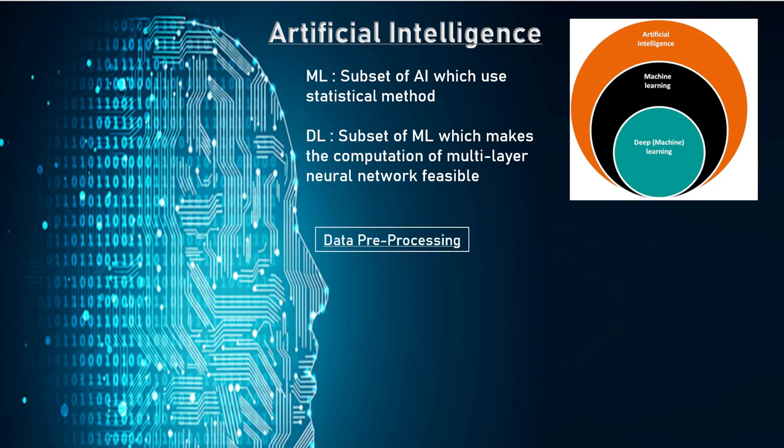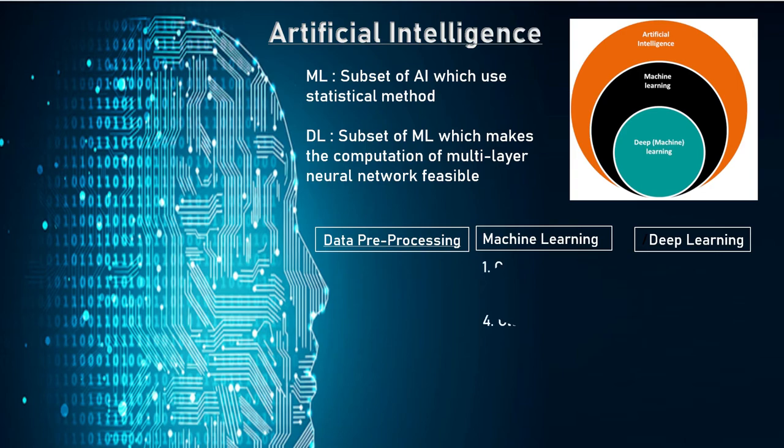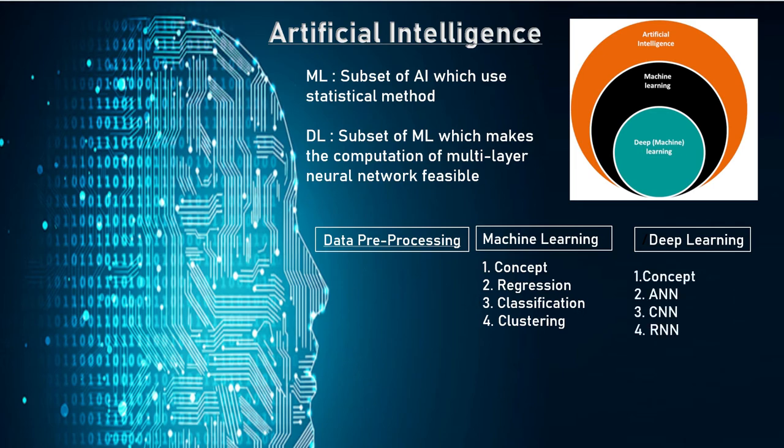Under artificial intelligence, we will cover the very important part, the data pre-processing steps. Then we will discuss machine learning and of course deep learning as well. Under machine learning we have a lot of models like regression, classification, clustering. We'll discuss everything in detail as we go through, and everything we'll do in Python. Under deep learning, we'll cover artificial neural networks, CNN and RNN.